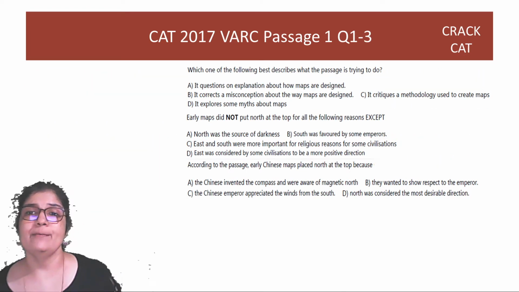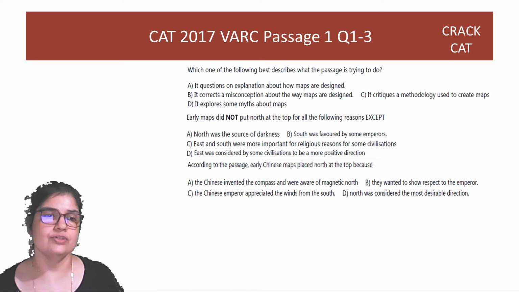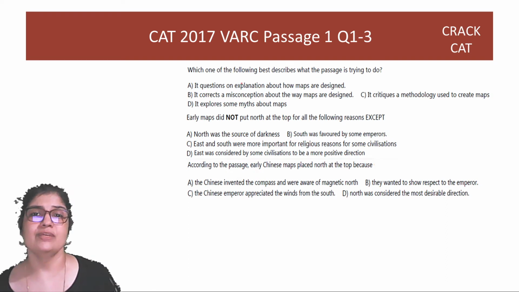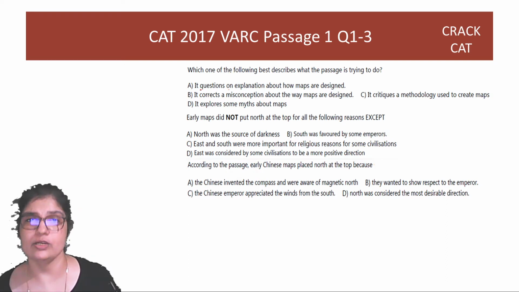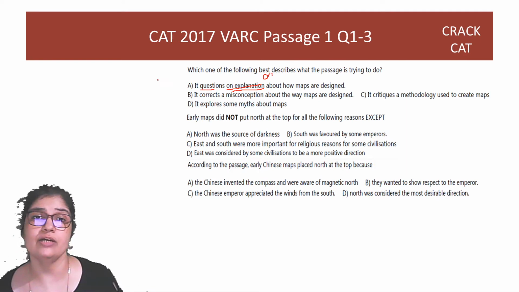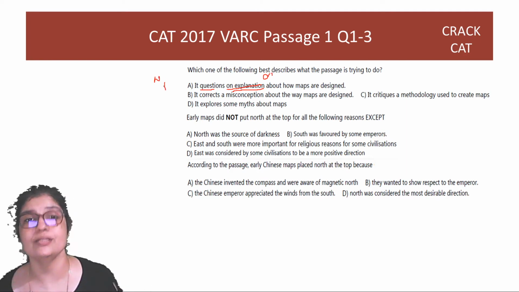Which one of the following best describes what the passage is trying to do? It questions an explanation about how maps are designed. There is no explanation. See, there is questioning, but it's not questioning a particular explanation. It's trying to find out how the north came on top. It is not saying that this is the reason north came on top, and let's question this explanation. There is no explanation given. They're trying to find out. So A is wrong.